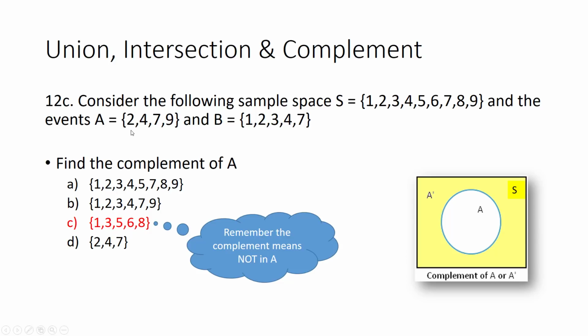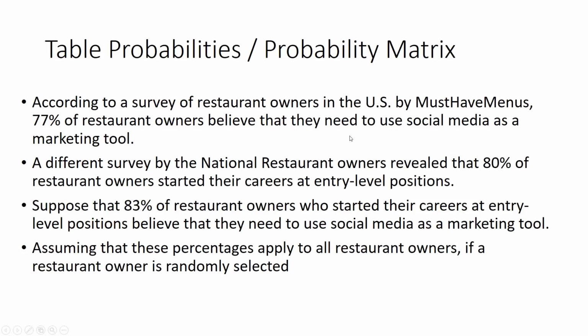So what's not in A? I don't see 1, I don't see 3, so 4. I don't see 5, I don't see 6, there's 7, and I don't see 8. Okay, so that means what's not in A.